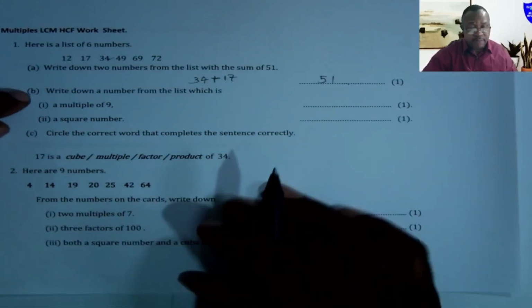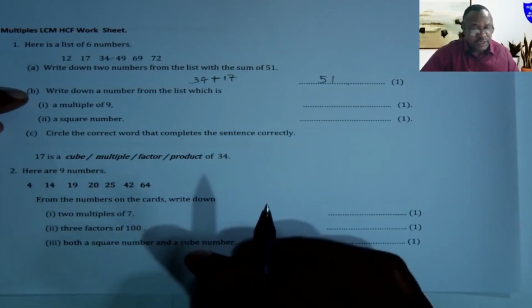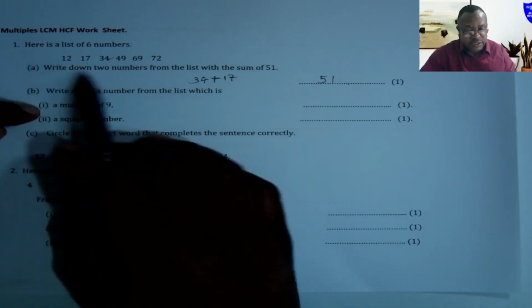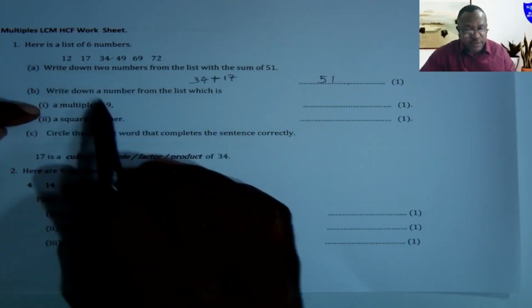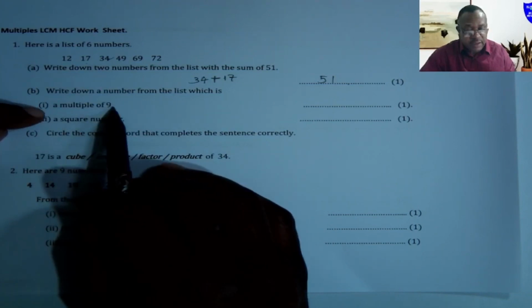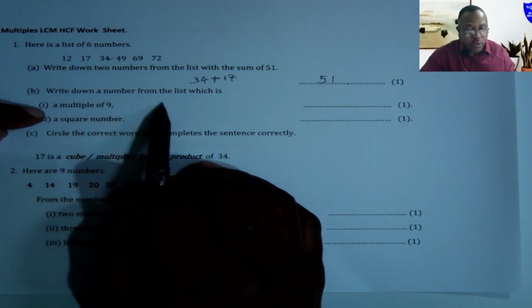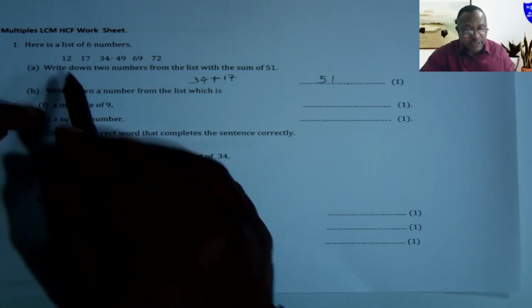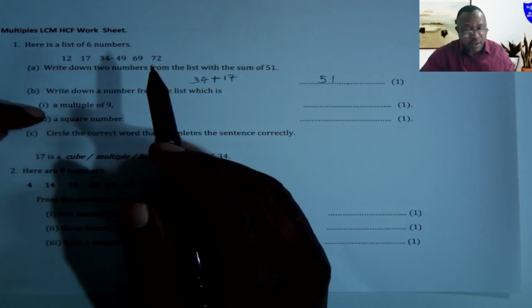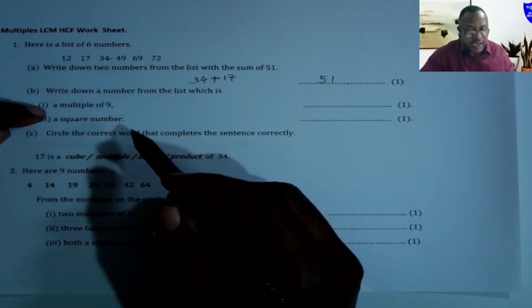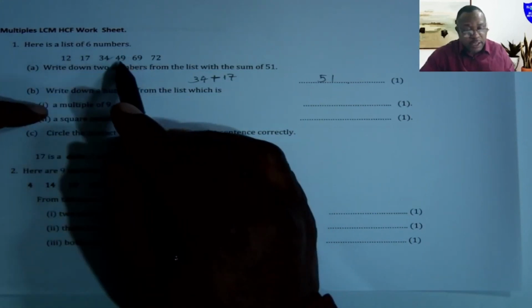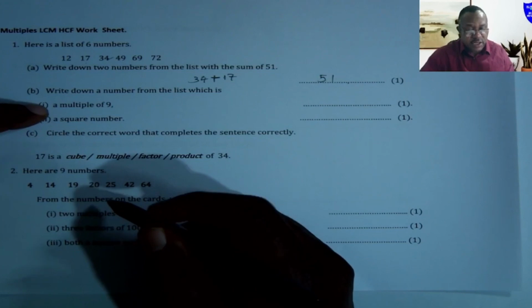Okay, then B, write down a number from the list which is a multiple of 9. Remember, I talked about multiples of 9, right? From this number, which one of the numbers can actually be multiplied by 9 and 1, 2, 3, 4 to get one of these numbers here? From what I can see, 12 is completely out. Okay, 17 is completely out. 34 is completely out. 49 is completely out. You've got 69 there.